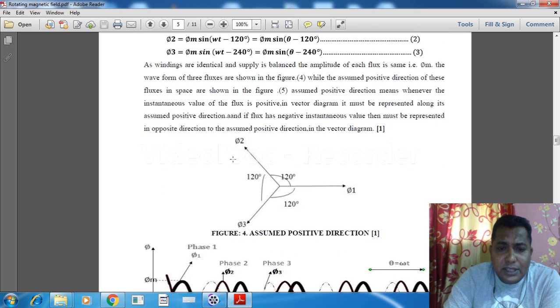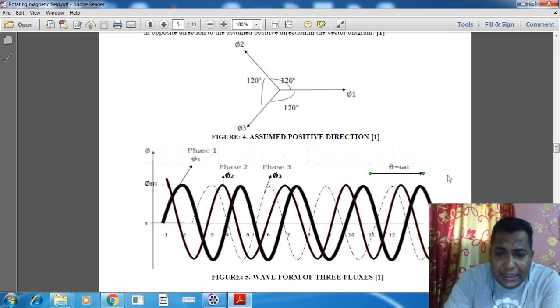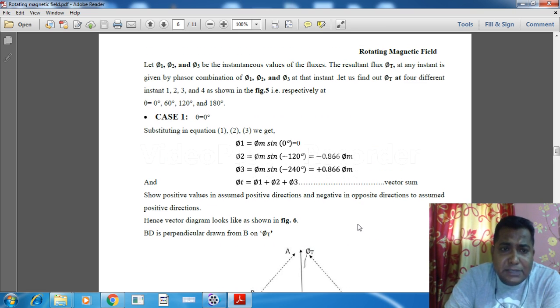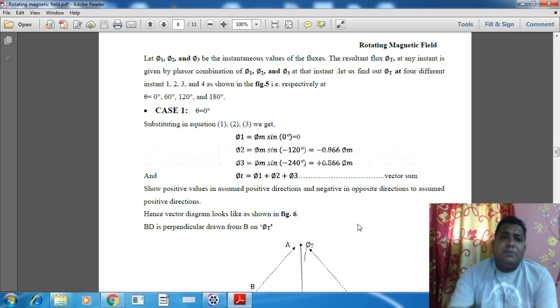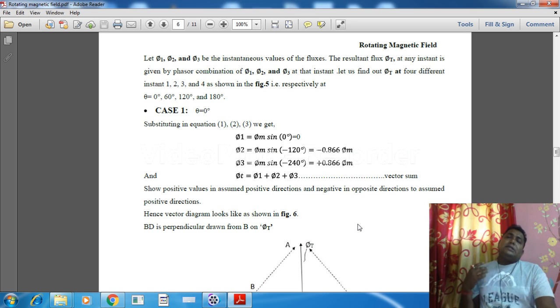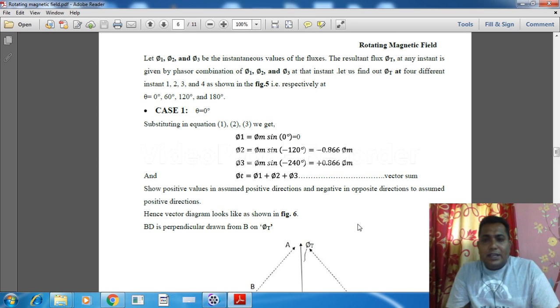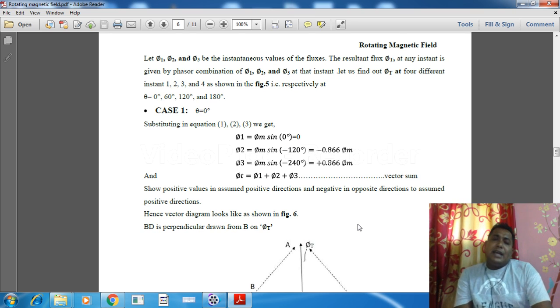Okay, this is the phasor diagram representation of three fluxes, and this is the waveform analysis of the three phase that actually applies to the three-phase induction motor. Now coming to the analysis part, at case 1, case 2, case 3, different things we can see over here. What is that?